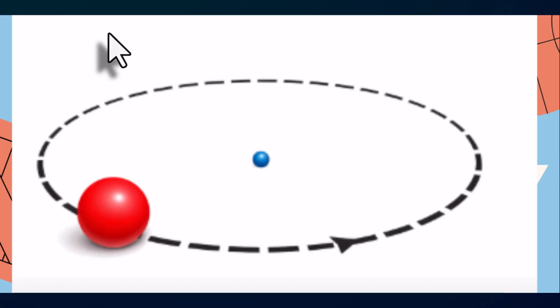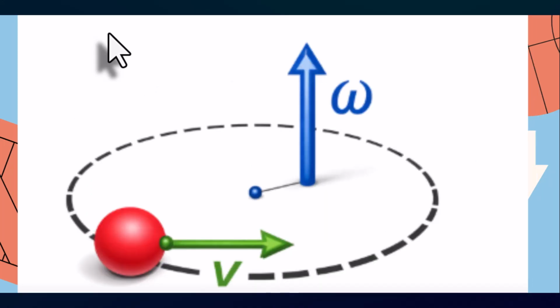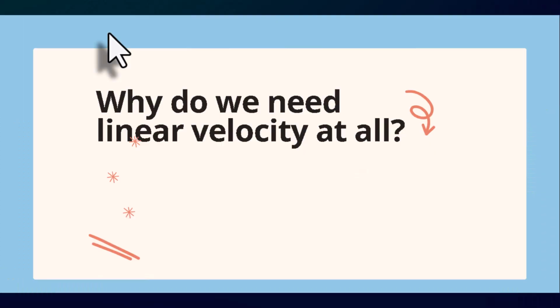Not only that, it gets stranger. One velocity points along the motion while the other points perpendicular to the plane. And that sounds completely unnatural. So, here is the real question. Why do we need the linear velocity at all? To understand this, let's start simple.